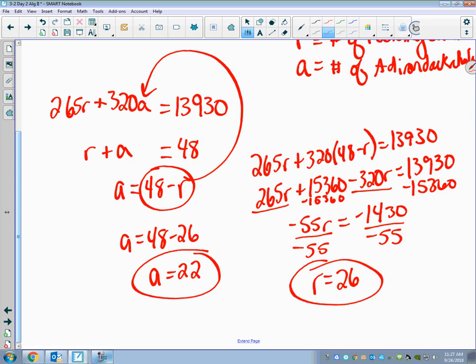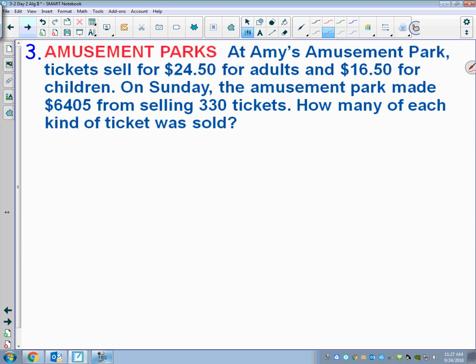Okay? So you kind of see the process of it. So I'm going to save this one. At Amy's Amusement Park, tickets sell for $24.50 for adults and $16.50 for children. On Sunday, the amusement park made $6,405 from selling 330 tickets. How many of each kind was sold? So think about what your variables would be and see if you could set up these equations, and then we'll talk about this one in class tomorrow.